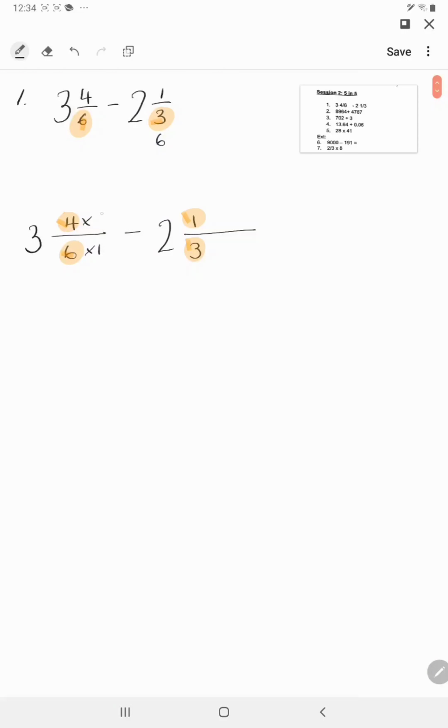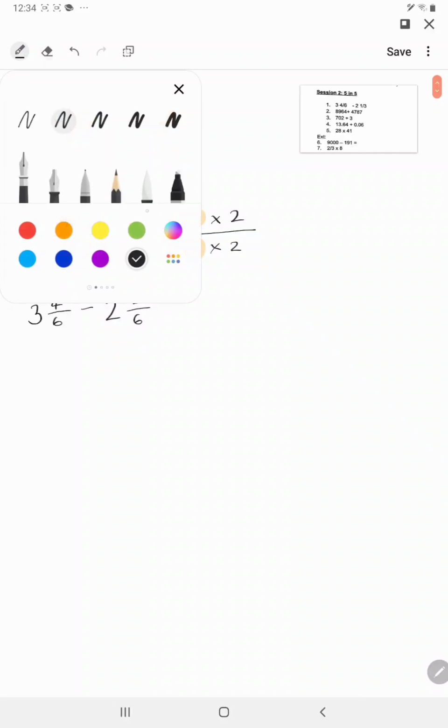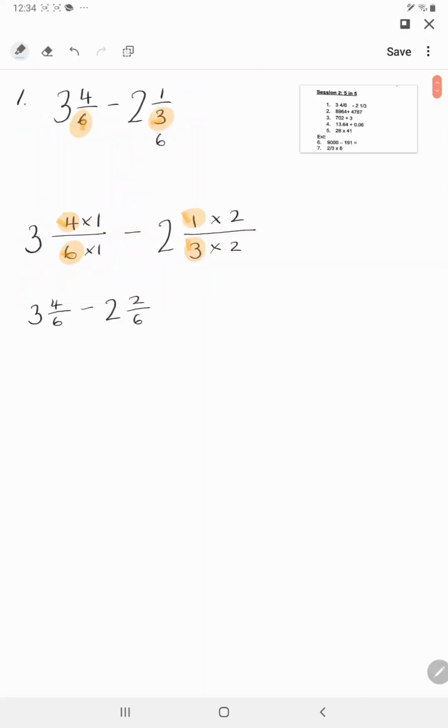If I highlight the initial fraction, we can see that we're just timesing that fraction by 1, but we're timesing this fraction by 2, which gives us 3 and 4 sixths, subtract 2 and 2 sixths. And here we can just look at the whole numbers and just go ahead and subtract them. So we've got 1 whole and 4 sixths subtract 2 sixths gives us 2 sixths.